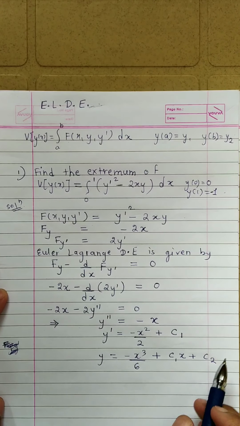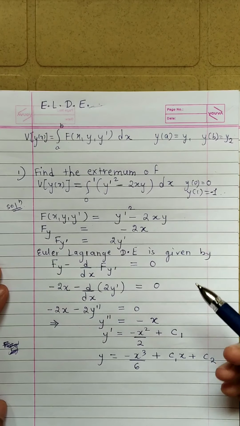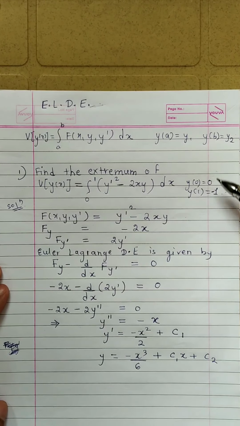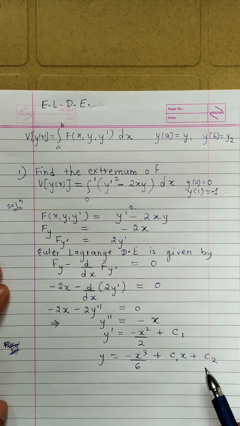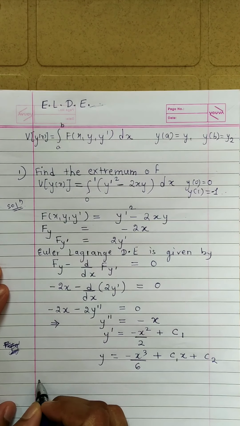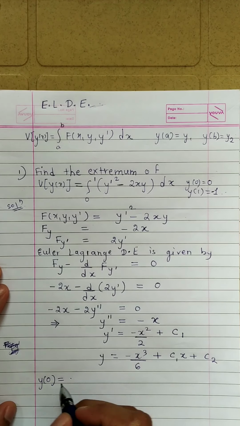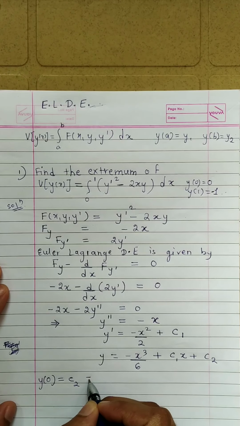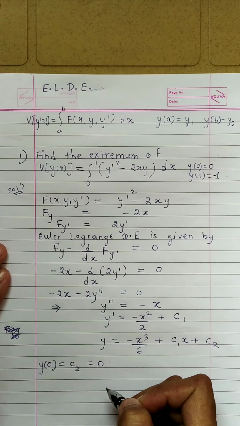Okay, now we are already given the boundary conditions which should be satisfied by the admissible curve, that means by the solution of this functional. So by using these conditions we will determine the value of c1 and c2. If I put x equal to 0, y at 0 is given to be equal to 0, so y at 0 will be c2, and that is equal to 0. Therefore the value of c2 is equal to 0.